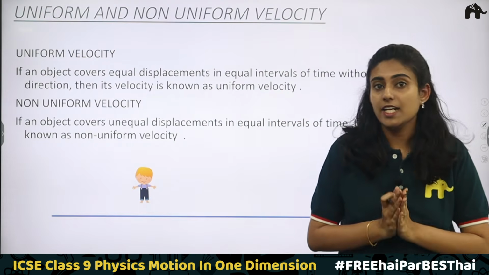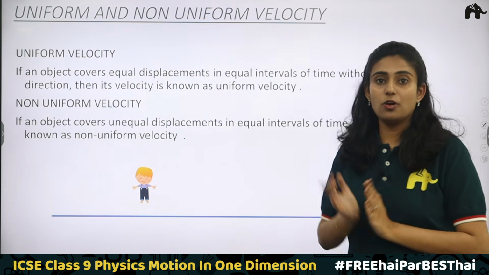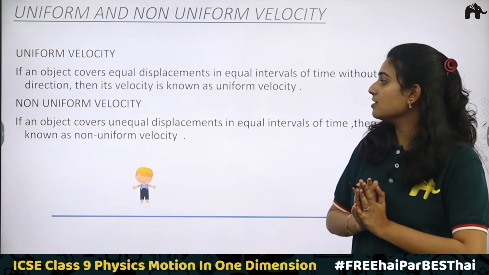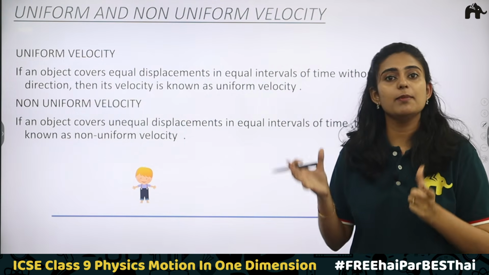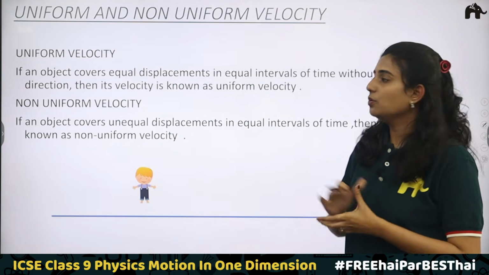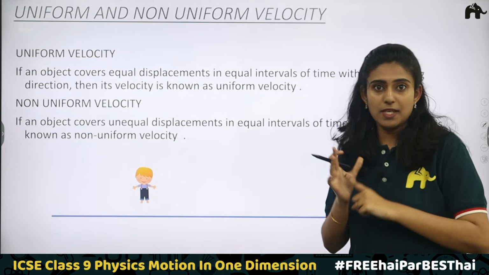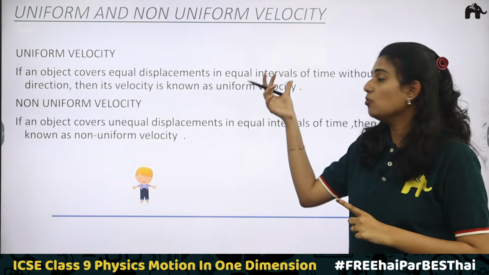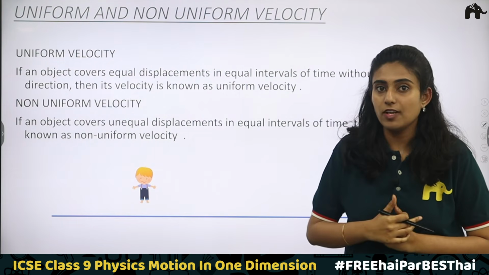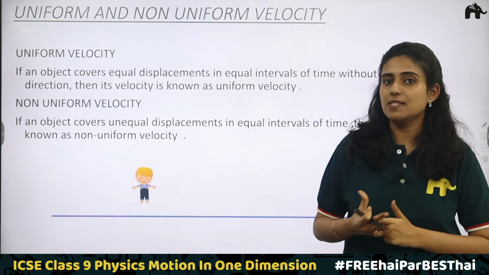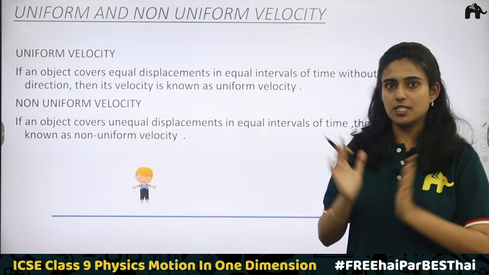Got it? So we have talked about uniform speed and non-uniform speed. Now it is uniform velocity and non-uniform velocity. When it comes to velocity, we will be considering displacement. So to get uniform velocity, you will consider the displacement in equal intervals of time, what are the equal displacements? Then in the case of non-uniform velocity, there will be unequal displacements in equal intervals of time. Just this is the difference.